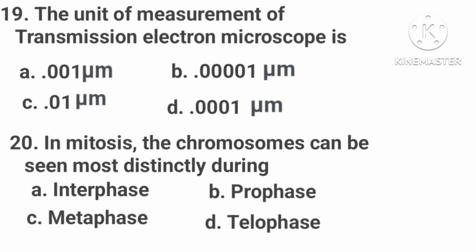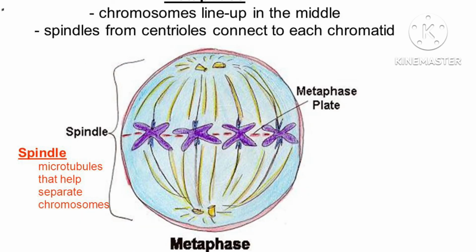Next, in mitosis, the chromosomes can be seen most distinctly during option A interphase, option B prophase, option C metaphase, option D telophase. The correct answer is option C metaphase. This is the metaphase stage. Here, the chromosomes are most easily seen and identified at the metaphase stage of cell division.